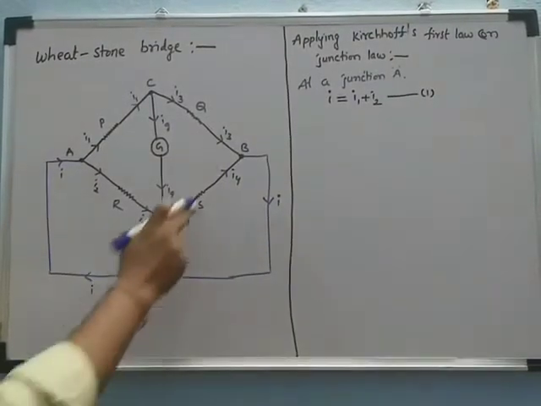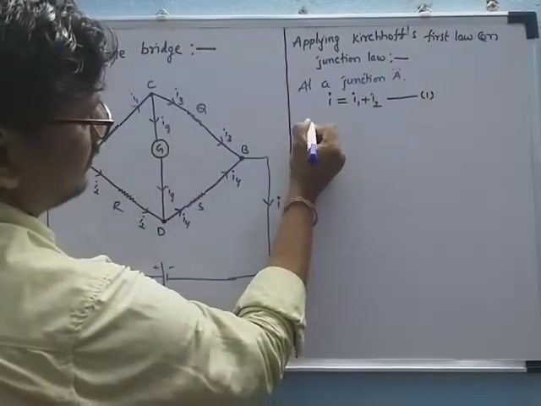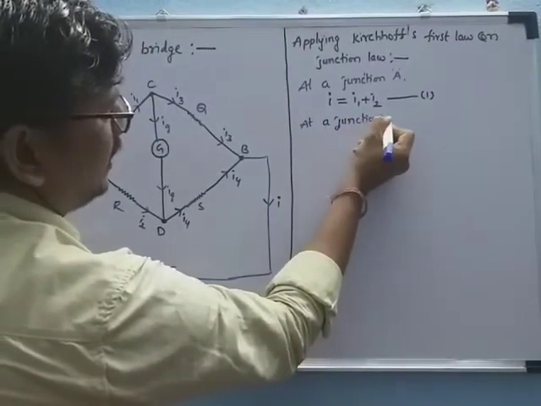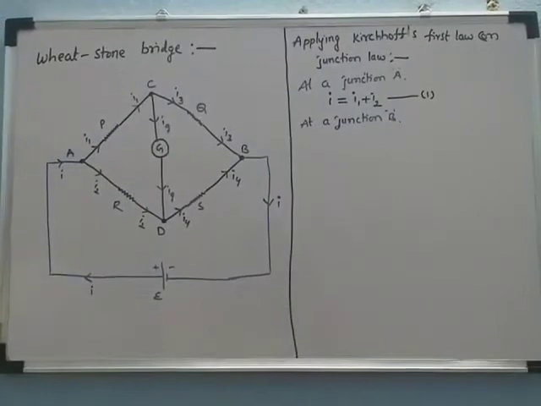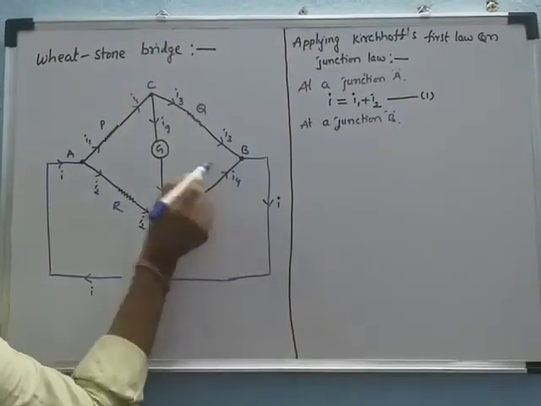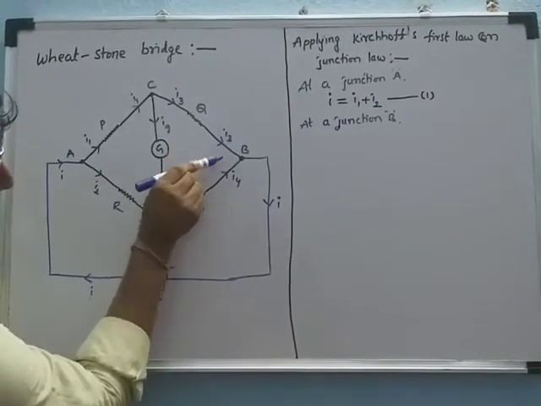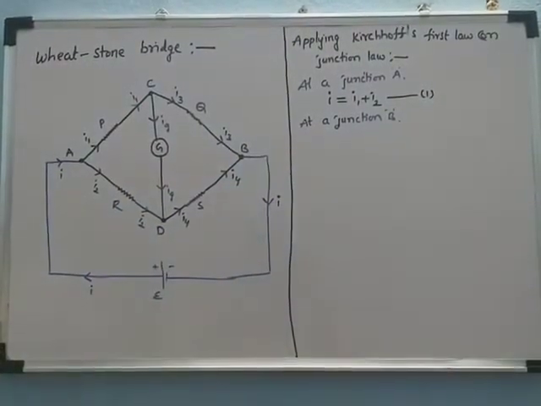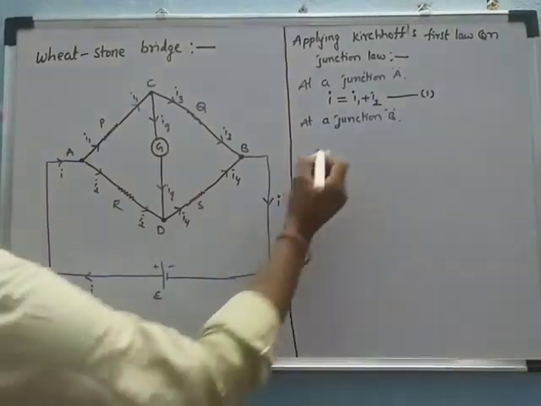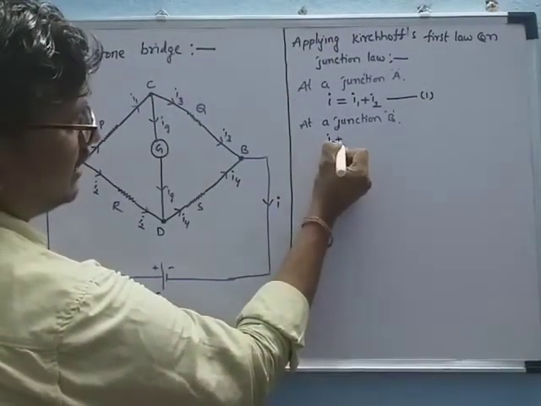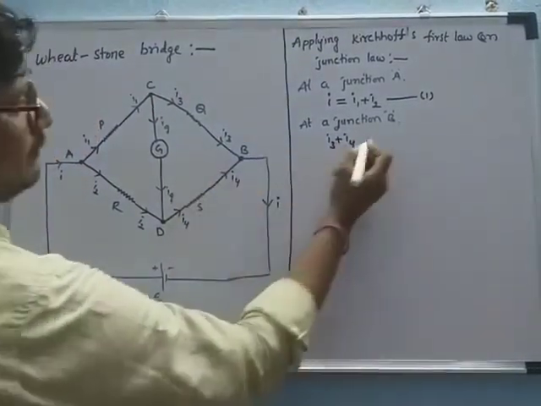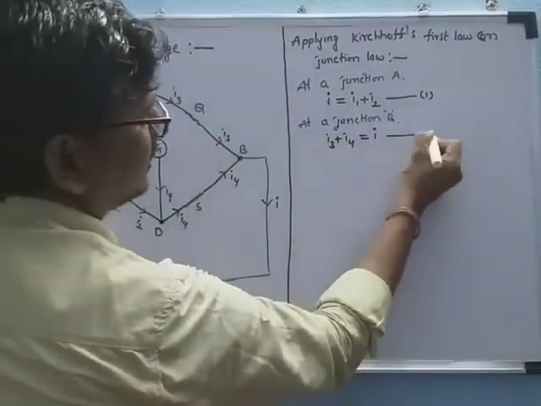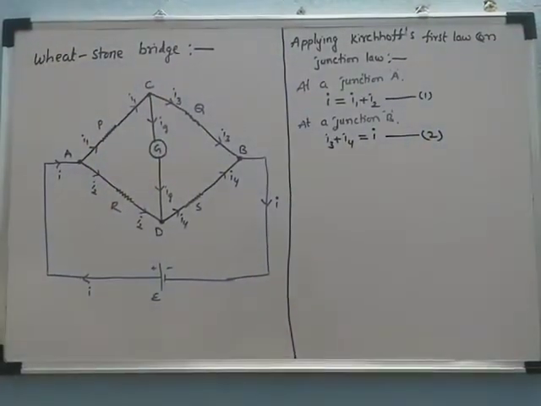Now similarly we can apply it at junction B. At junction B point. Observing the junction B point, what is entering? I3 and I4 are entering the junction, and leaving the junction, how much is there? Only I. Then we can write that the sum of the currents entering the junction, I3 and I4, is equal to the current leaving the junction, I. This is considered equation number 2.